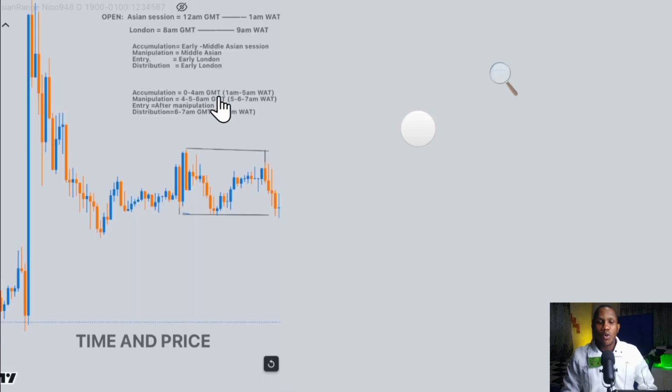With my own trading experience, I normally expect my accumulation at 0 to 4 a.m. GMT, which is 1 a.m. to 5 a.m. West African time, so around 1 a.m. to 5 a.m. in the morning for me. Then my manipulation, I expect it at 5 to 6 to 7 a.m. West African time, that's in the morning for me, 7 a.m. in the morning. Sometimes 6 a.m.; it can occur at any time for me.